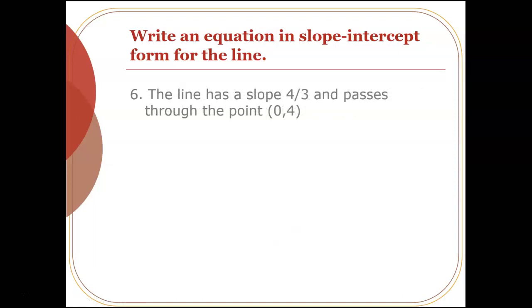Okay, the slope of a line is 4 thirds and passes through the point (0, 4). Anytime you're given a point that's 0, comma, a number, then that number is representative of the y-intercept. So my y-intercept, or b value, is 4. My slope is 4 thirds. That's my m. So y equals mx plus b.